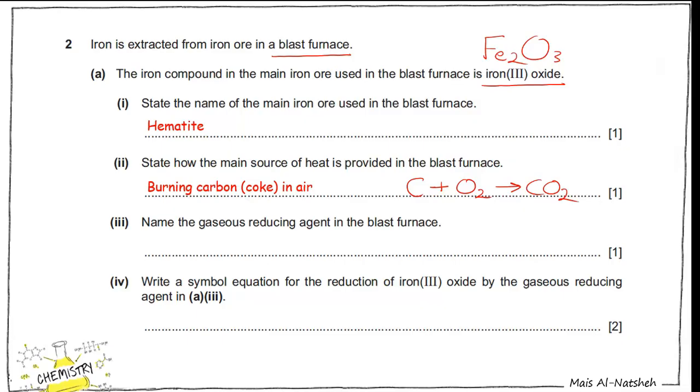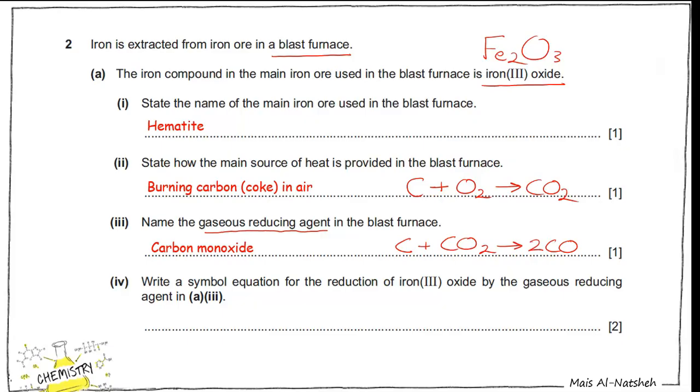Name the gaseous reducing agent in the blast furnace. Now, the reducing agent in the blast furnace is carbon monoxide, which will form after carbon from coke reacting with carbon dioxide from the previous equation to give carbon monoxide. Write a simple equation for the reduction of iron 3 oxide by the gaseous reducing agent.